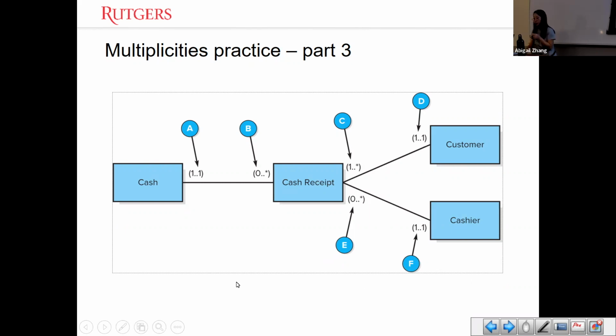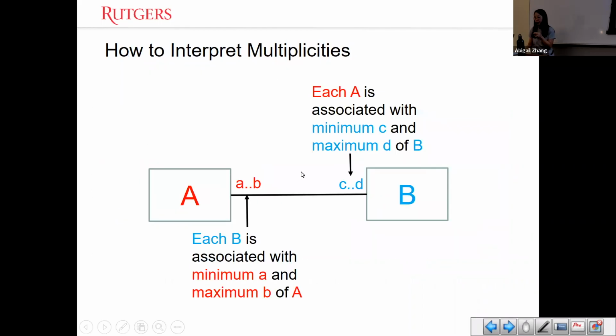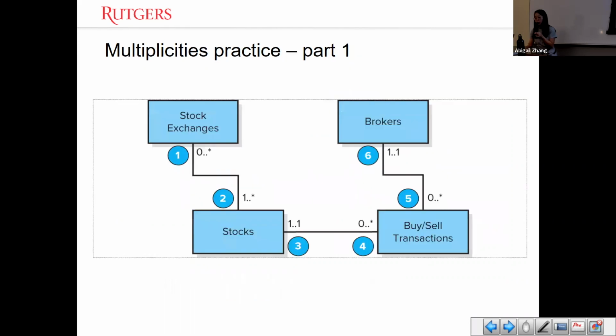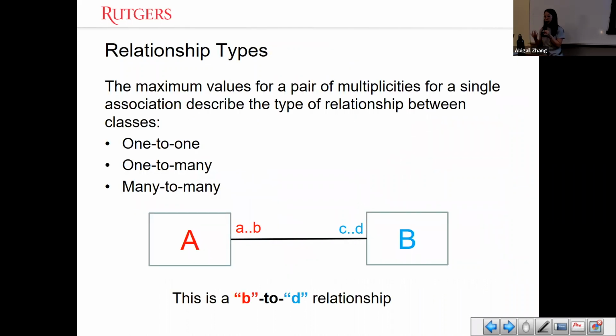That's very good. Here we are using different examples to show you how we apply that little rule we have. Whenever you need to interpret a multiplicity next to a class, this is a very simple way for you to remember how to do it. So that's about identifying and interpreting multiplicities.